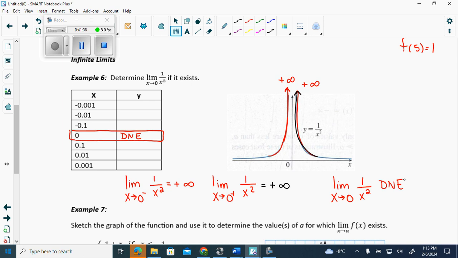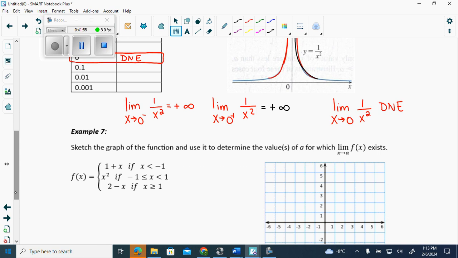The left-handed limit exists, so it tells you that it's approaching infinity. The right-handed limit exists, it tells you it's approaching infinity, but they're not actually approaching even the same infinity. One's on one side, one's on the other, and there's an asymptote occurring in the middle, right? At that 0. All right.